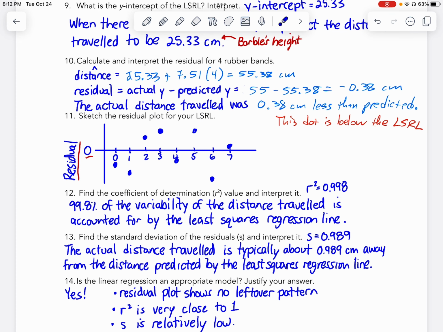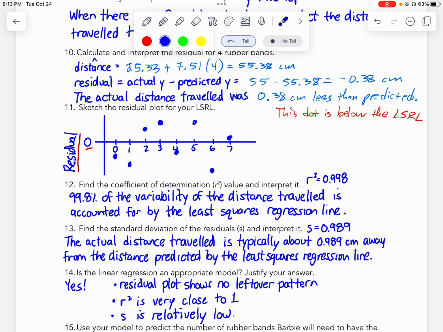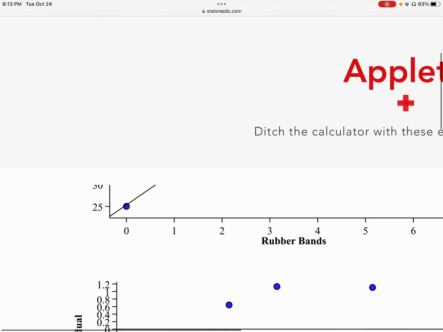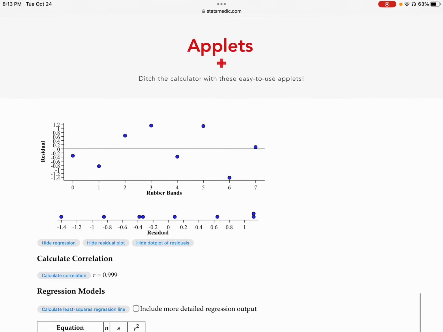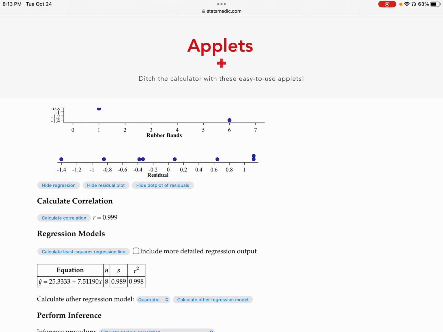Just things to note, again, remember the residual, the x-axis here is essentially a value of 0. All right, so number 12, what is the coefficient of determination? Well, it's on the applet. If I go back, it's down here, a little lower down. It's in the box next to the equation, 0.998.